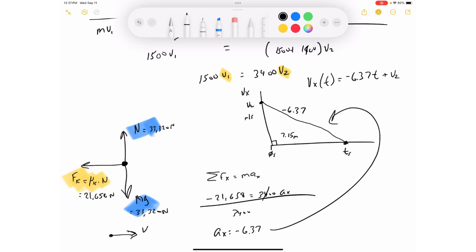So the equation of this line, the velocity in x as a function of time, is negative 6.37 t plus v2. Remember, the negative 6.37 comes from the acceleration, which comes from the forces, which comes from friction. So it all ties together.